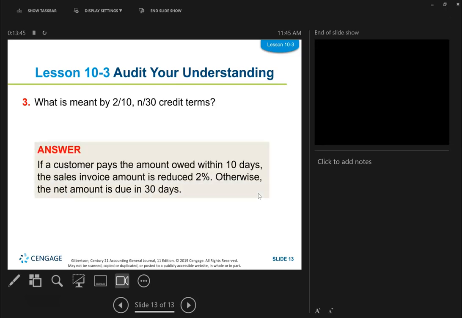2/10, n/30 credit terms. So again, that means that if you pay within 10 days, it's a 2% discount. Otherwise, the whole amount is due in 30 days, right? So 2/10, the 2 is the percent discount, and the 10 is the days that you have to pay. N is for net, that's the total, and then the 30 is the 30 days to pay your total.